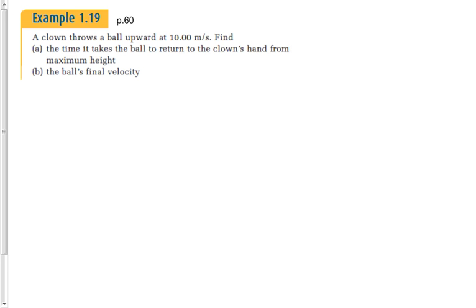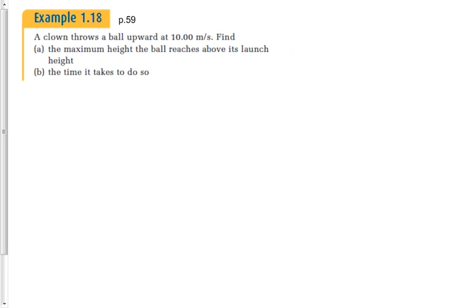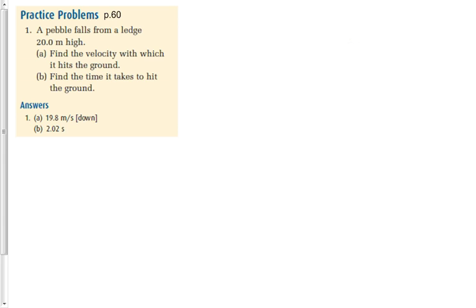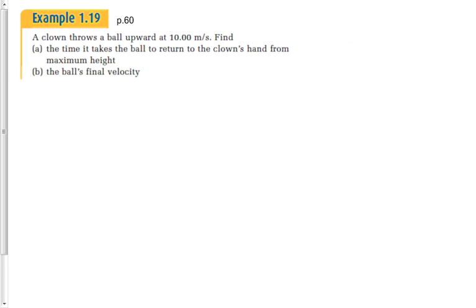Okay, I got one more for you, and that's it for the day. A clown throws a ball upward at 10 meters per second. Wait, this sounds a lot like the last example problem we had. Clown throws the ball upward at 10 meters per second. This time we're solving for something different. It says, find the time it takes for the ball to return to the clown's hand from the maximum height and find the ball's final velocity.